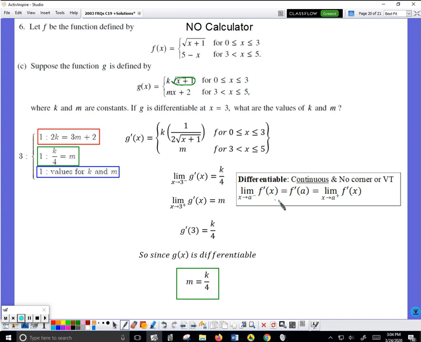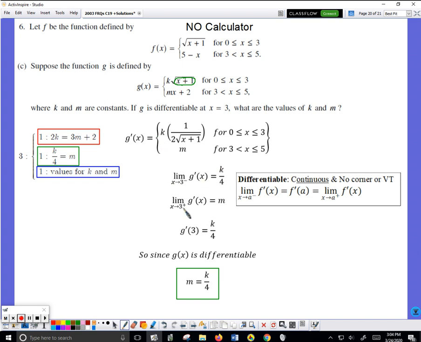So I use the definition now. The nice thing about this problem is that it seems like you're doing the same thing twice. The limit as x approaches 3 from the left of g prime. It means I'm plugging in a value of x that's slightly less than 3. So close to 3 plus 1 is close to 4. Square root would be 2. 2 times 2 is 4. That's 1/4 k. So this limit is k over 4.